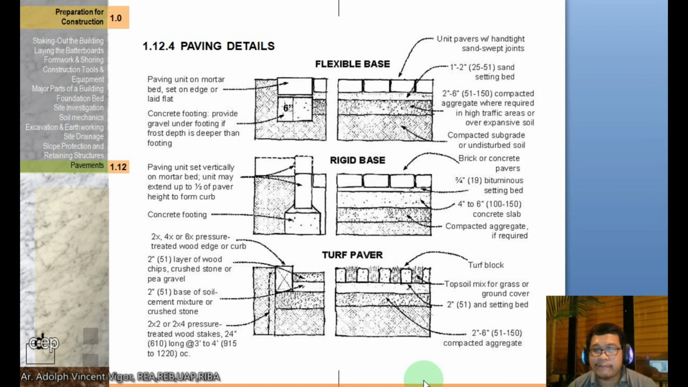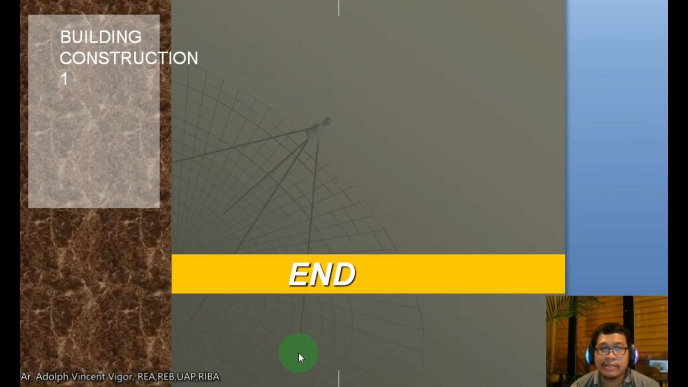So the advantage of using pavers is that I think there's no problem with water percolation at all. Unlike concrete, when you use concrete, the water will just run off. But when you use pavers, there's still a chance for the water to naturally seep into the soil, thus reducing problems in flooding, etc. Plus pavers also look nice.